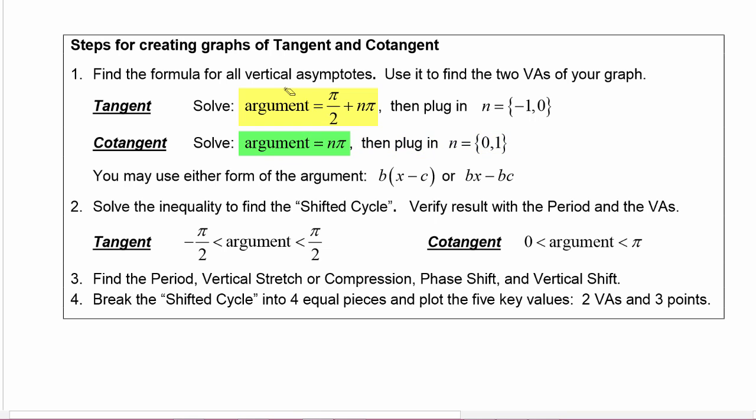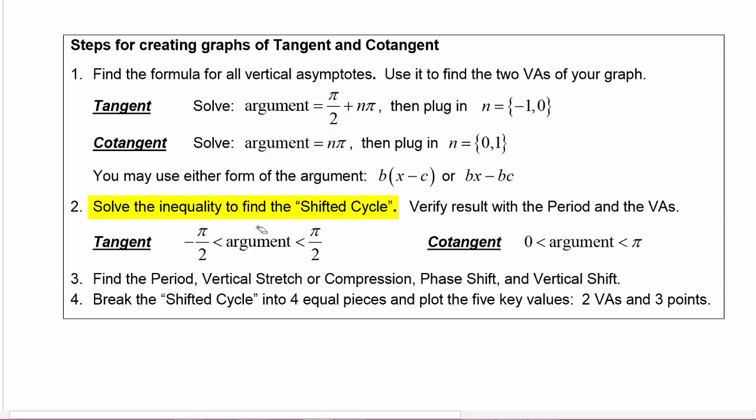In both of these equations, you can use either form of the argument. You can use the factored form of the argument, or you can use the unfactored form of the argument because they're equivalent to each other. So either of these can go in for the argument in either equation.